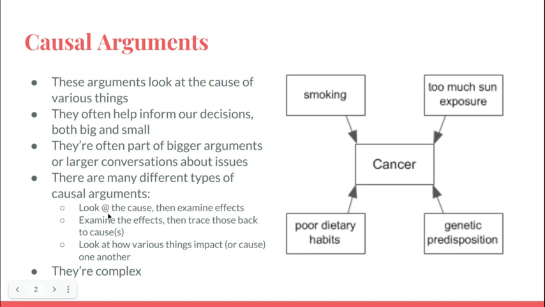So there's some that look at a cause and then examine the effects. There's some that start with the effects and then trace those back to a cause or their causes. And then there's also some that look at how various things impact or cause one another. One hallmark of causal arguments is that they're always complex because when we look at the cause of a particular thing, generally speaking, there isn't just one thing that contributes to something happening, right? So this chart looks at just a few things that can cause cancer, for instance, right? So when we're looking at causal arguments, we want to make sure that we're looking at lots of different contributing factors.